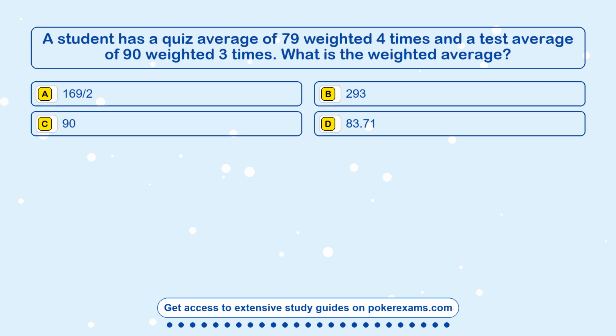Question 20. A student has a quiz average of 79 weighted 4 times and a test average of 90 weighted 3 times. What is the weighted average? Option A 169/2. Option B 293. Option C 90. Option D 83.71.